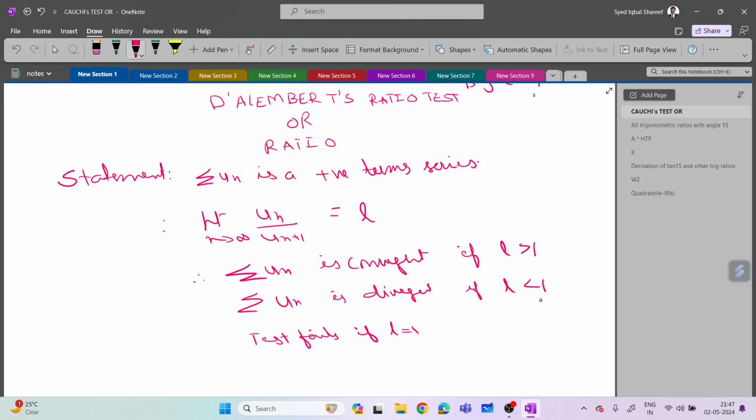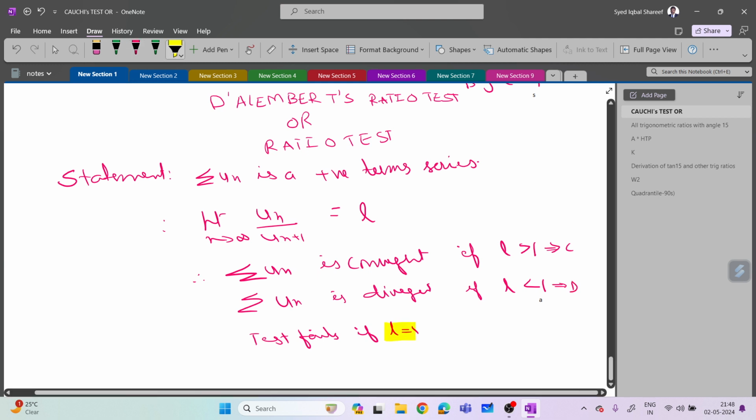Hi everyone. Today we'll discuss D'Alembert's ratio test, or simply the ratio test. What is the statement? If summation un is a positive term series, and the limit as n tends to infinity of un by un plus 1 equals L, then if L is greater than 1, the series is convergent. If L is less than 1, the series is divergent. If L equals 1, the test fails.